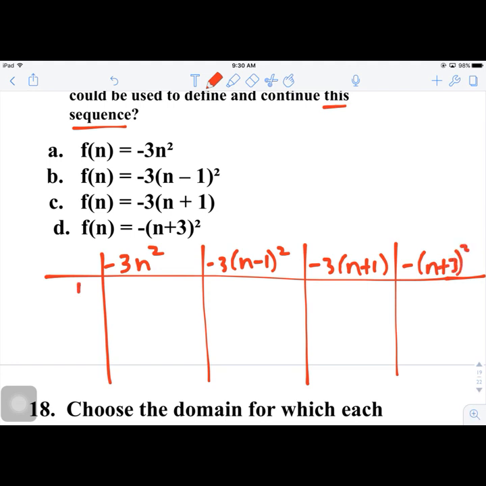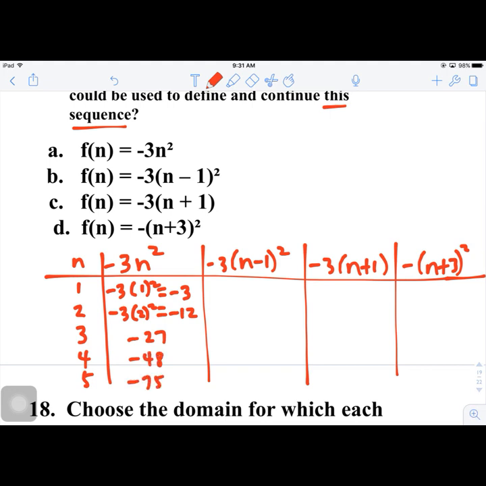We will need to find the first 5 terms. So let n equal 1 through 5, and we're going to substitute into each equation. I'm only going to work out the first couple so you know what the pattern is. Negative 3 times 1 squared gives us negative 3. And negative 3 times 2 squared gives us negative 3 times 4, which is negative 12. If you continue the pattern, you should get negative 27, negative 48, negative 75.